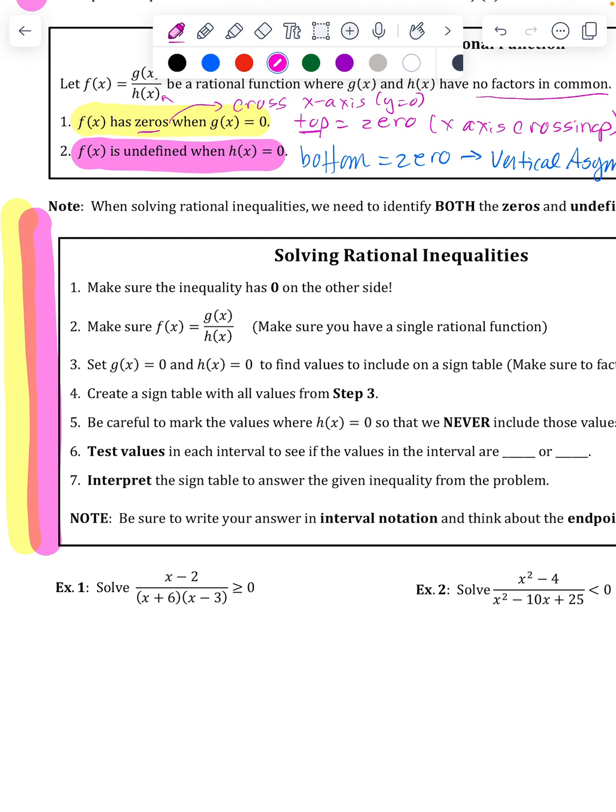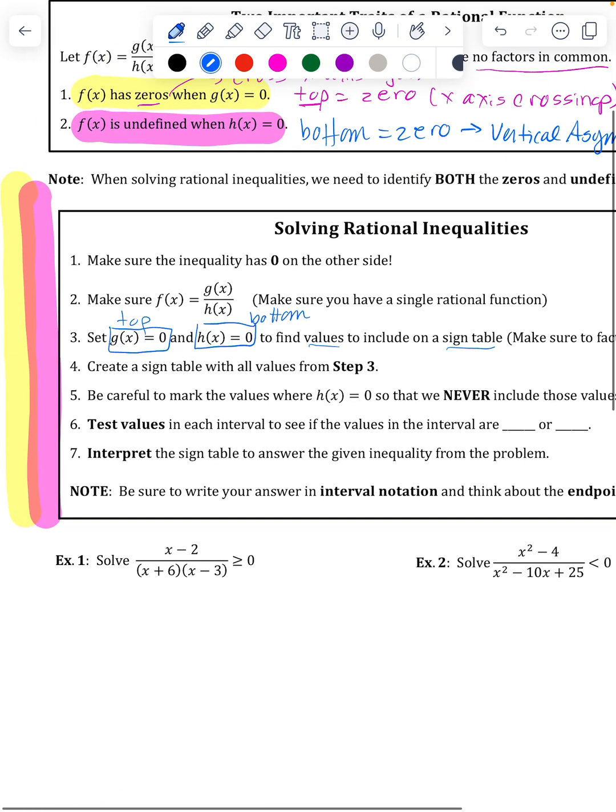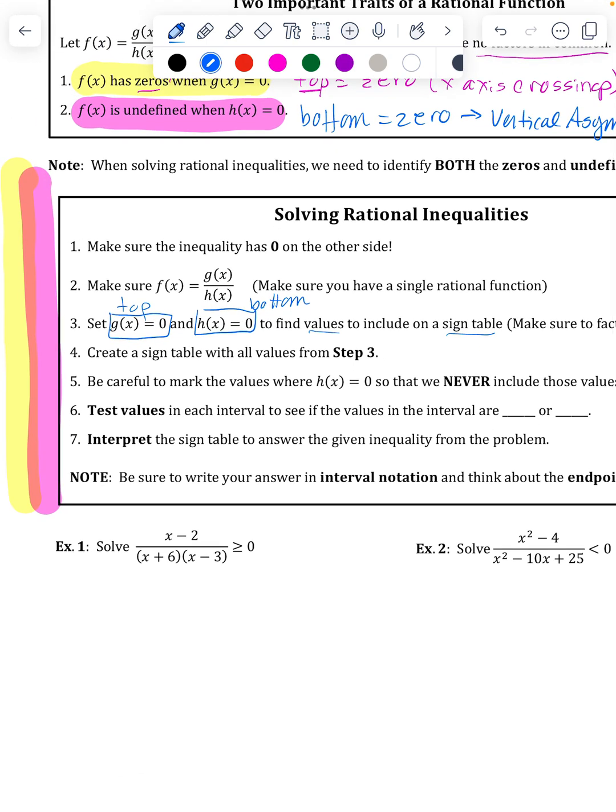So here, keeping in mind that g is on the top, this next step is having you set g equal to 0. So that will be the top. And then it's having you set h equal to 0. And that will be the bottom. So you're doing them separately. And then you're going to find all the values to include on your sign table. So you're using zeros from the top and zeros from the bottom. You're going to create a sign table like we've done before.